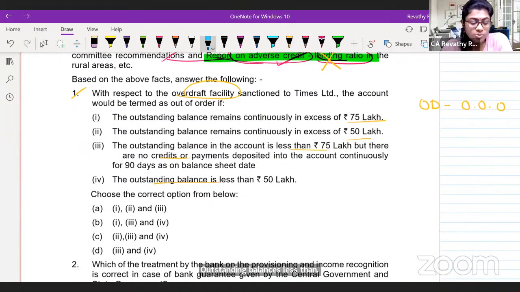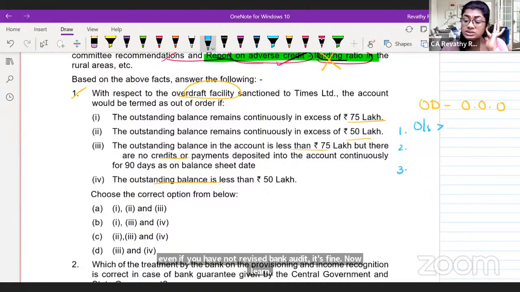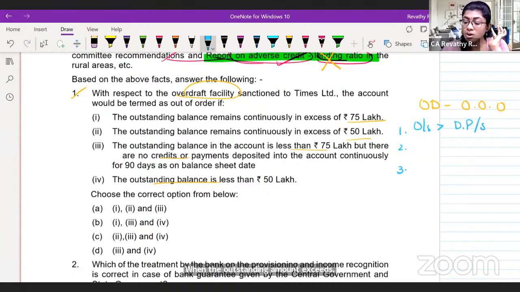But when does an account become out of order? Anyone? When does an account become out of order? 3 conditions. 1, outstanding amount exceeds, and even if you have not revised bank audit, it's fine. Now learn. When the outstanding amount exceeds drawing power or sanction limit. No credits at all for 90 days. Or credit is there, but not even sufficient to meet the interest debited.